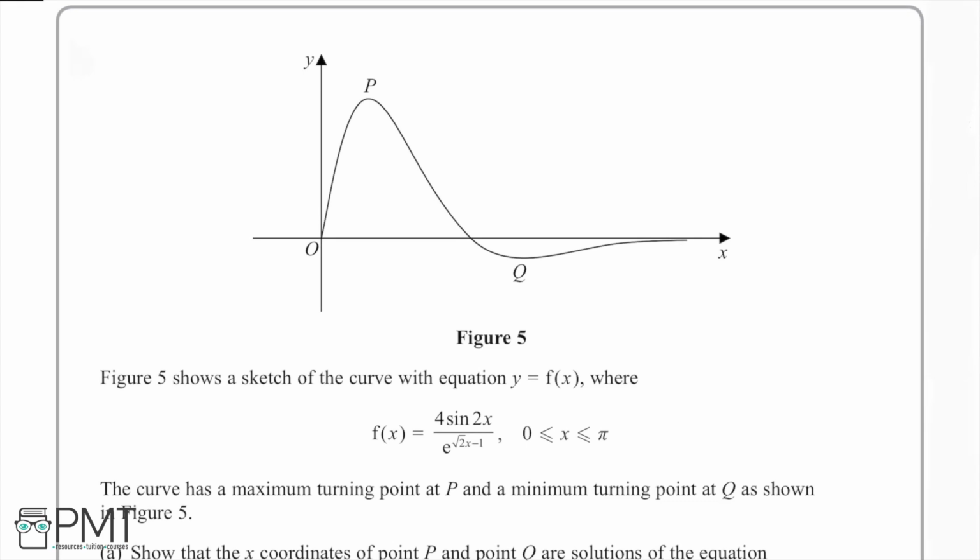So in this question, we're shown a curve which has the equation y equals f of x, where f of x is equal to 4 sine 2x over e to the power of root 2 x minus 1. We're told that the curve has a maximum turning point, which we can see here at P, and a minimum point, which we can see here at Q. So now let's take a look and see what this question wants us to do.